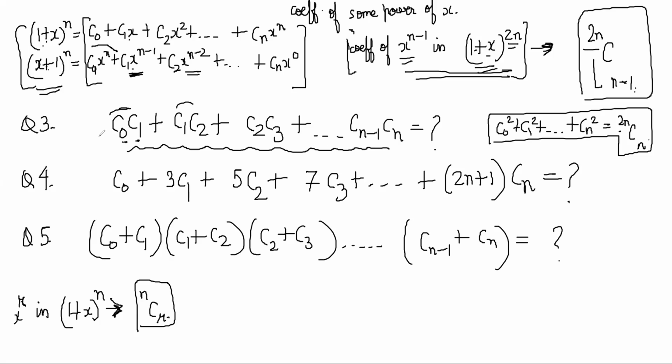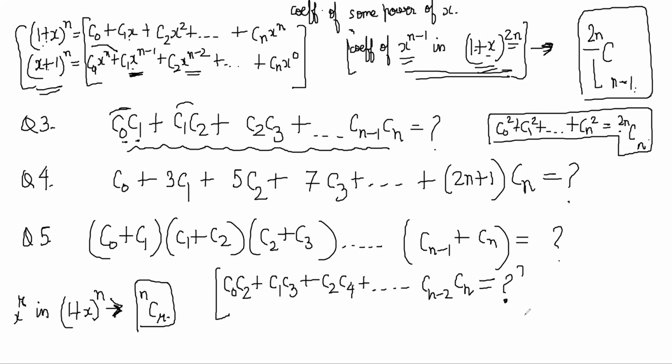So you can now generalize this result. For example, if I had to do C0 C2, C1 C3, C2 C4, up to C(n minus 2) Cn, suppose this was the question now. Are you seeing the pattern? Every time the difference is 2, right?